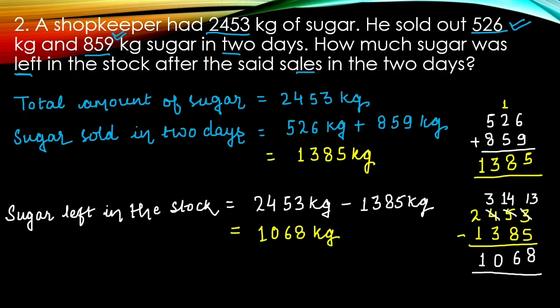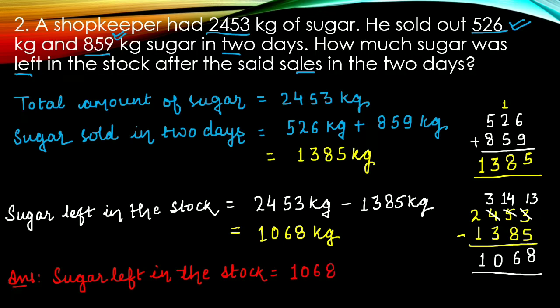Therefore, the answer is: sugar left in the stock is equal to 1068 kg.